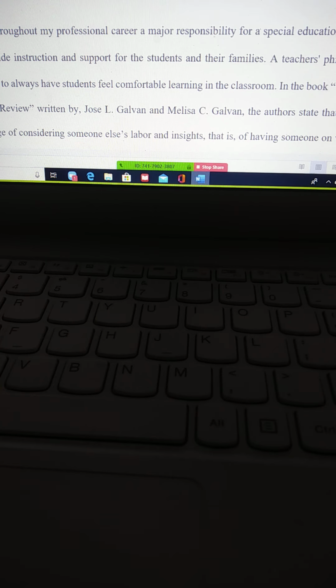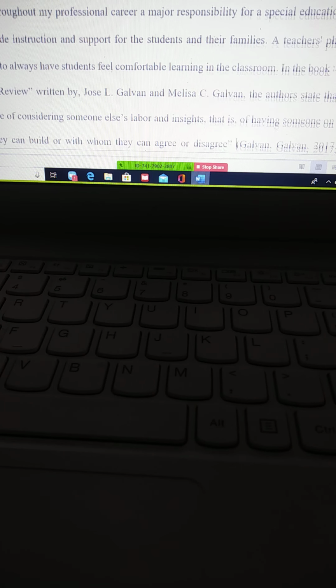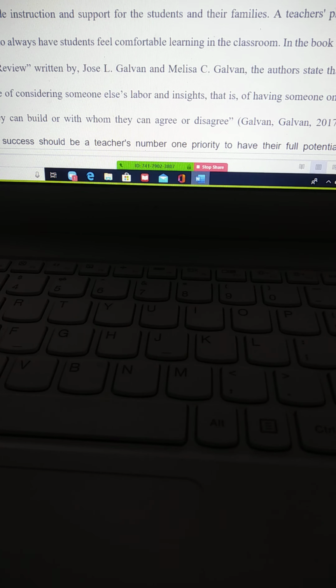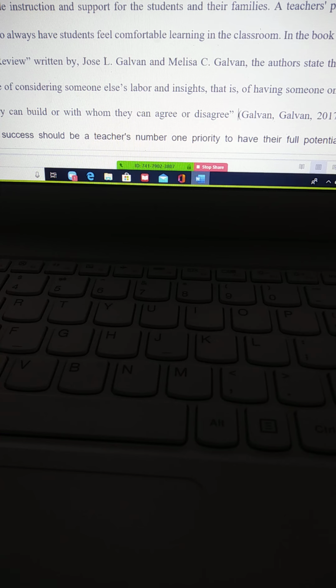Describe your success, or explain how you assisted students with others. So again, if we go back, the advantage of considering someone else's labor and insights, that is of having someone who... Hold on, look at this one. Wait, come on, let's go over this. We're going over this, so you have to stay with me here, because we have to read this together so we can understand.